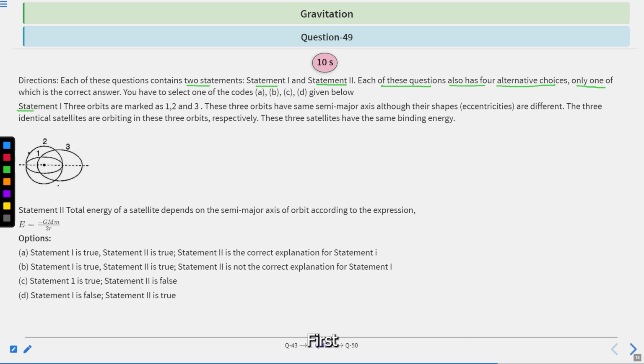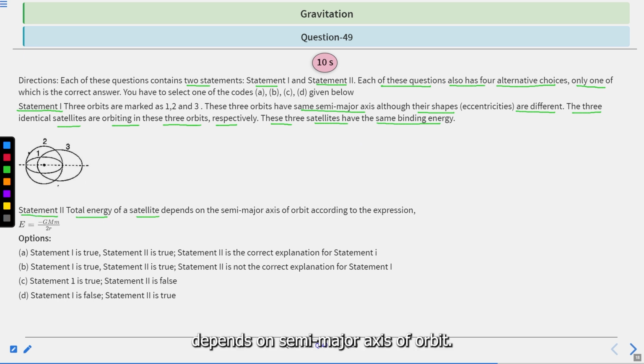Statement first: three orbits are marked as 1, 2 and 3. These three orbits have the same semi-major axis, although their shapes, eccentricities, are different. Three identical satellites are orbiting in these three orbits respectively. These three satellites have the same binding energy. Statement second: the total energy of a satellite depends on the semi-major axis of the orbit according to the expression. So this is the expression.